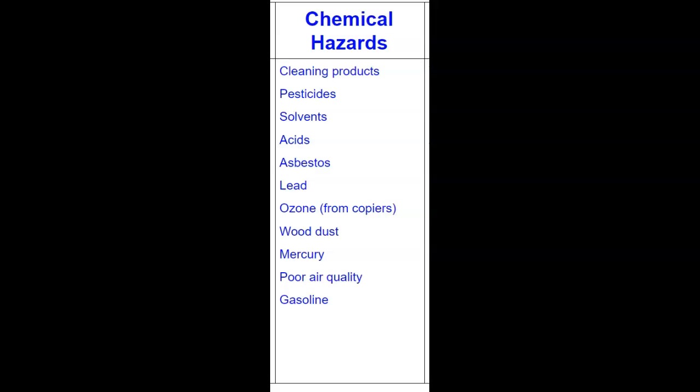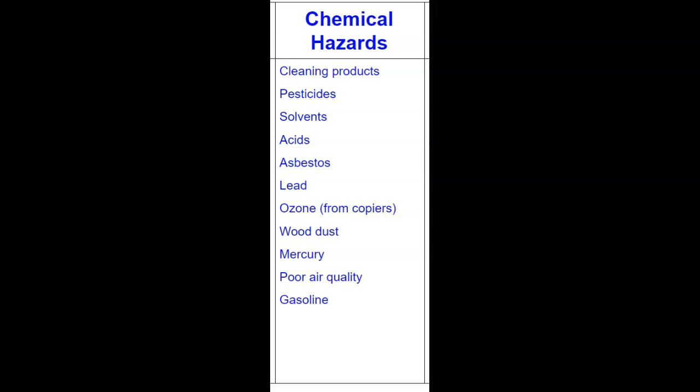Solvents, acids, asbestos. I mean, these are all just things that, like, over time we have learned that these things are not good for us, especially asbestos and lead. They used to put asbestos in like all the buildings because it stops fire from spreading. And so they put asbestos in everything. Well, turns out asbestos causes cancer. So not a good thing to have in buildings.